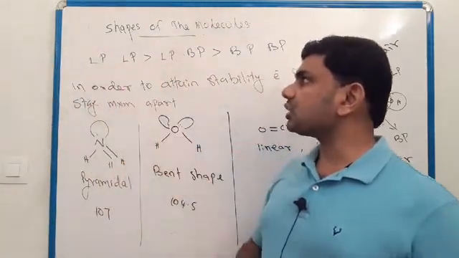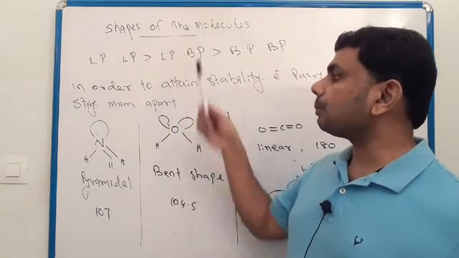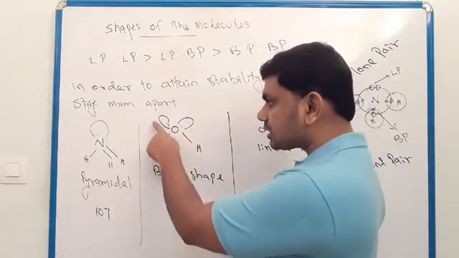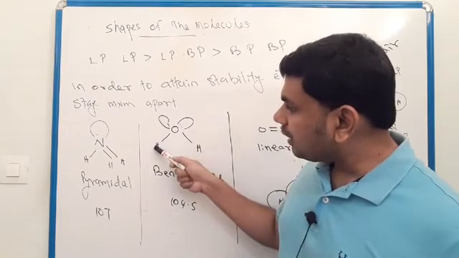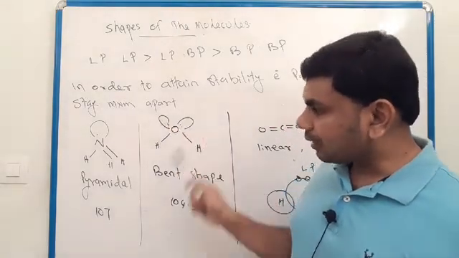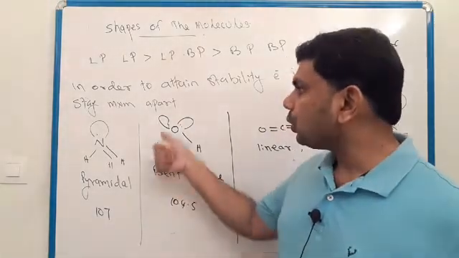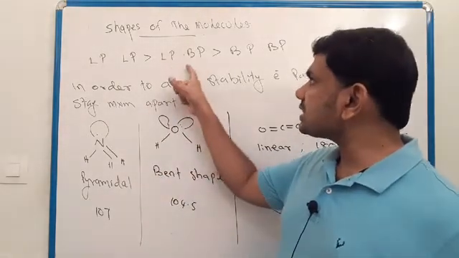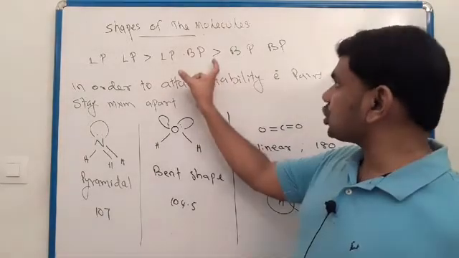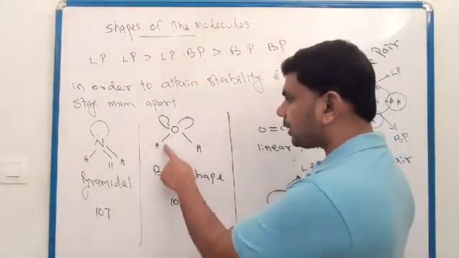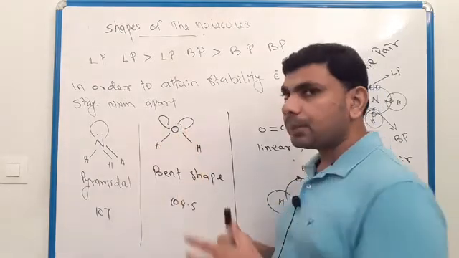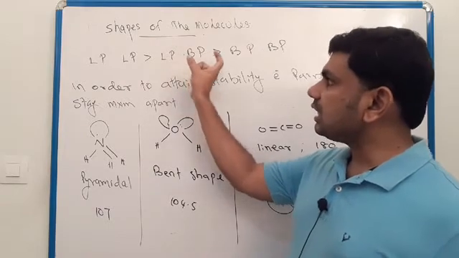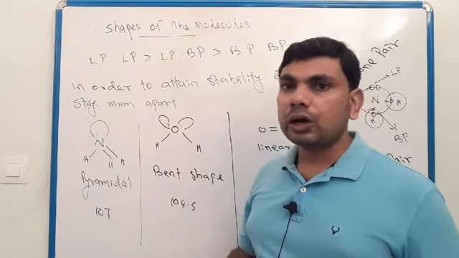Lone pair-lone pair repulsion is greater than lone pair-bond pair repulsion. Imagine this is a bond pair electron and this is a lone pair electron. So repulsion between bond pair and lone pair is less compared to this lone pair and lone pair repulsion. Also this is greater than this one. Here this is bond pair. This bond pair repulsion will be very less compared to lone pair-bond pair repulsion. It is less compared to lone pair repulsion.